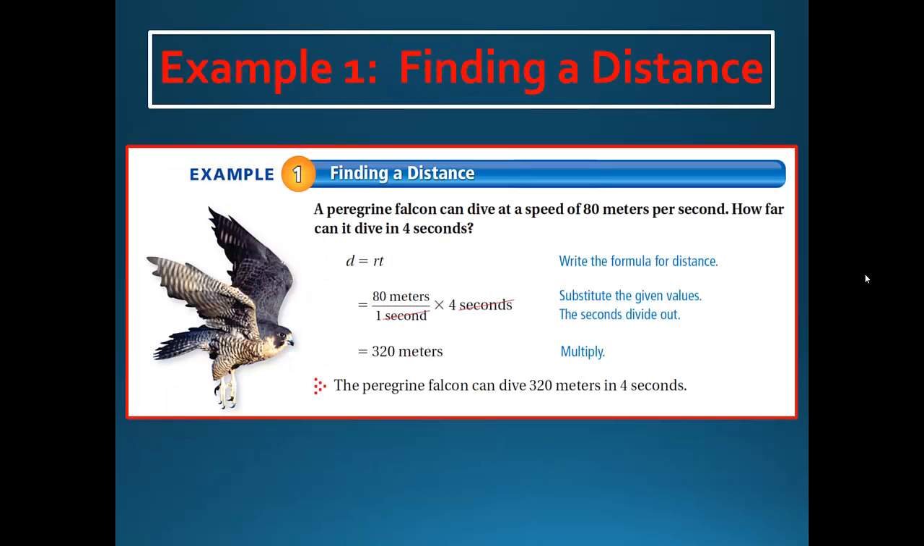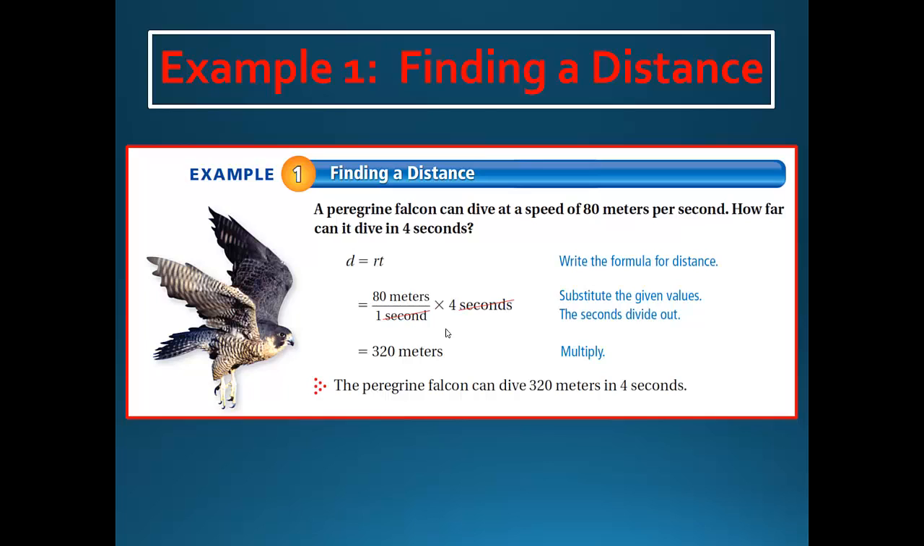For our first example, we're finding a distance. A peregrine falcon can dive at a speed of 80 meters per second. How far can it dive in 4 seconds? So we're going to use our formula, d equals rt. Our rate, or our speed in this problem, is 80 meters per second. So that'd be 80 meters over 1 second. And we want to know how far it can dive in 4 seconds.